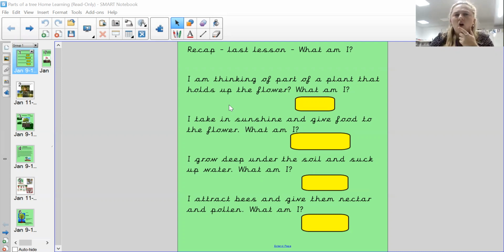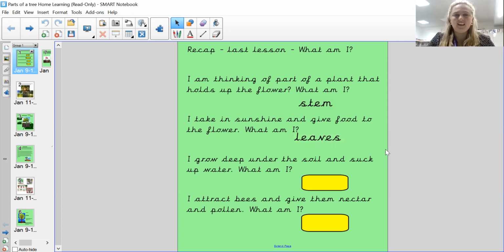I'm thinking of a part of a plant that holds up the flower. Can you tell me what I am? What's the part of the plant that holds up the flower? Well done. It's the stem. Fantastic. Okay, next guess. I take in sunshine and I give food to the plant. What am I? So I take in the sunshine and I change it to food. What am I? Well done.